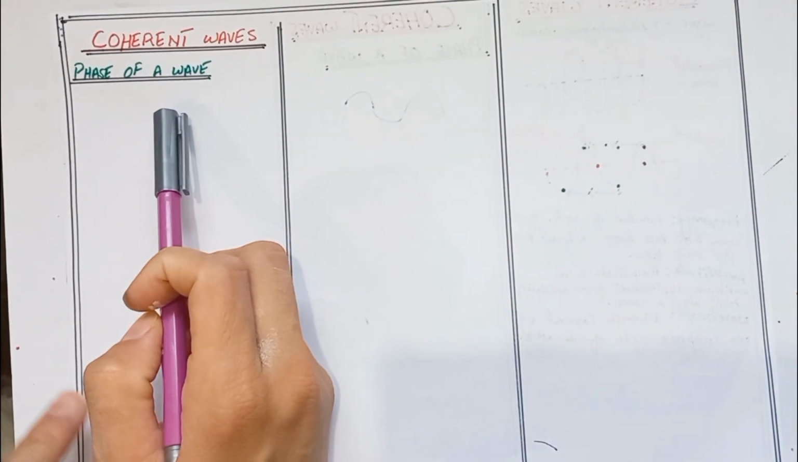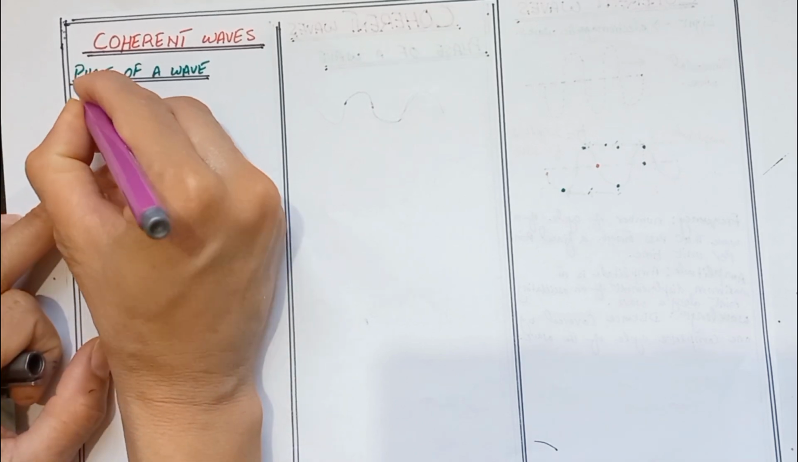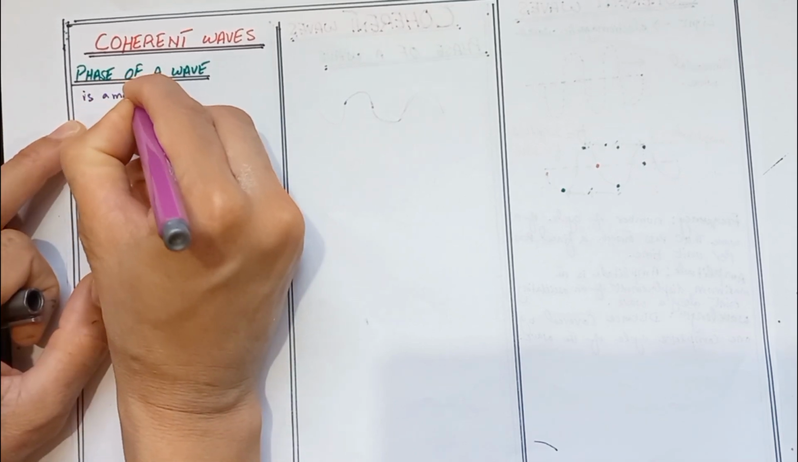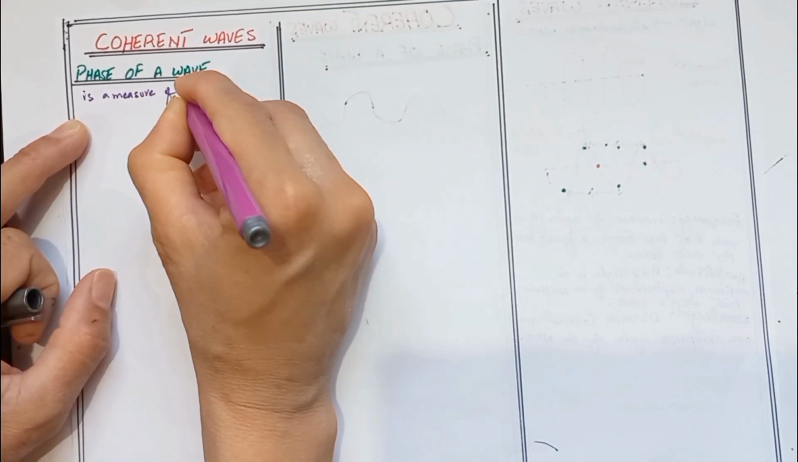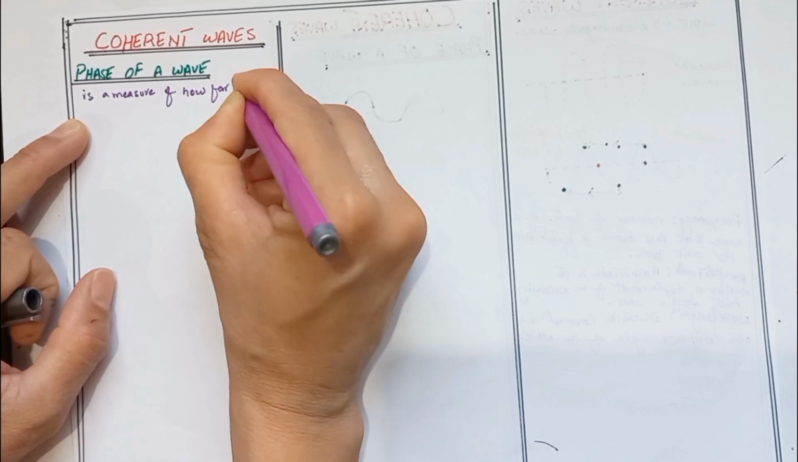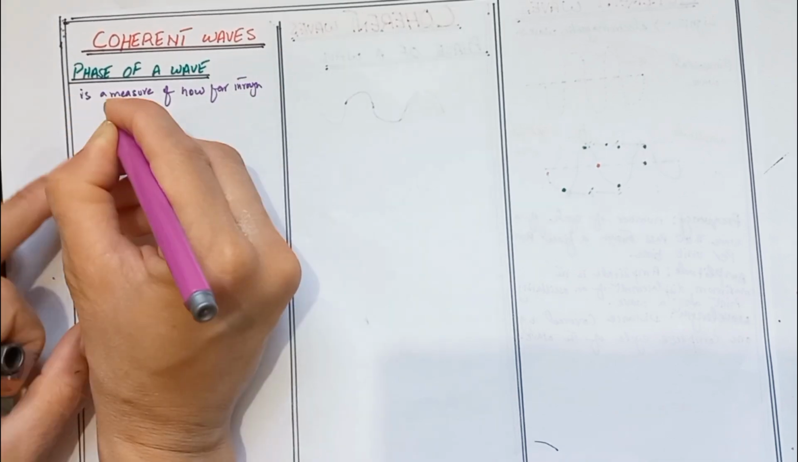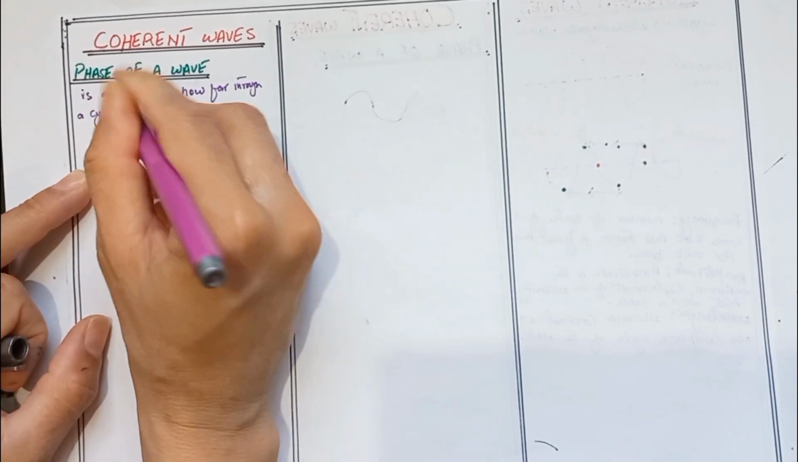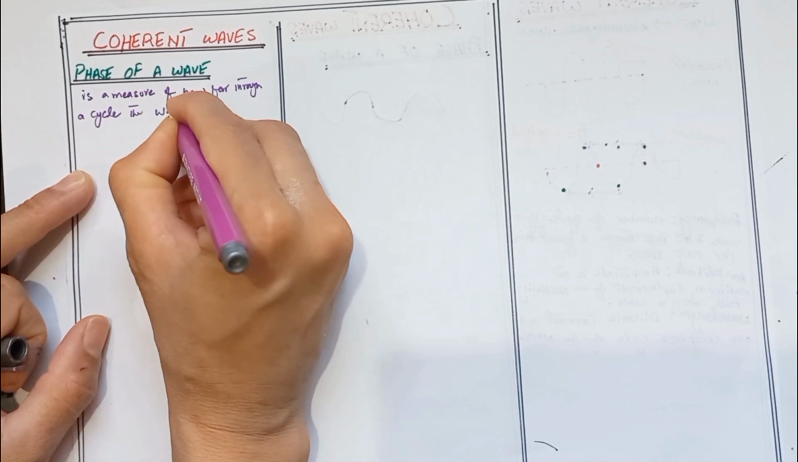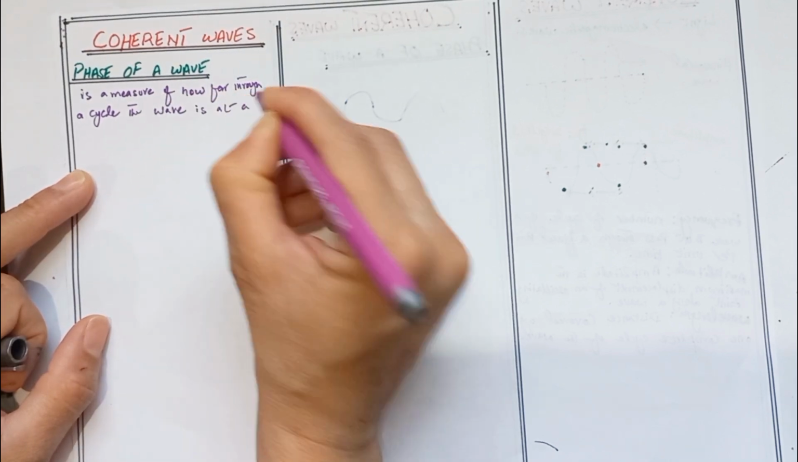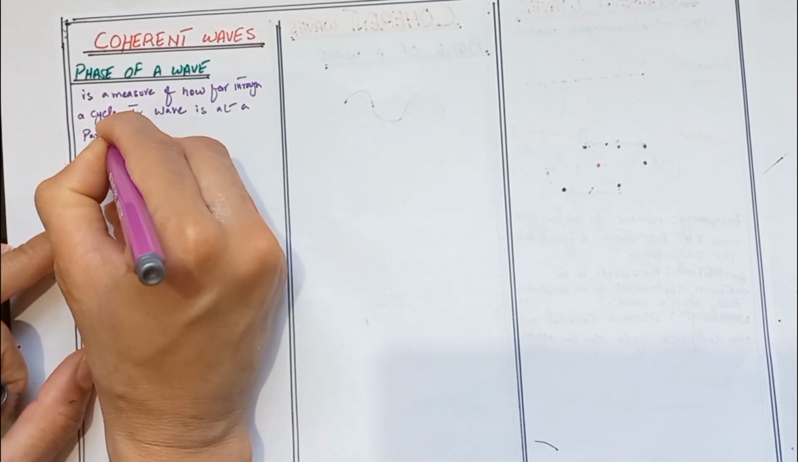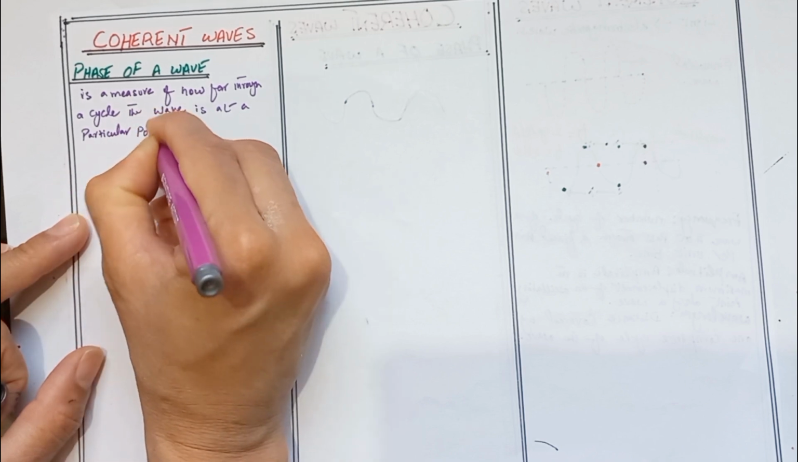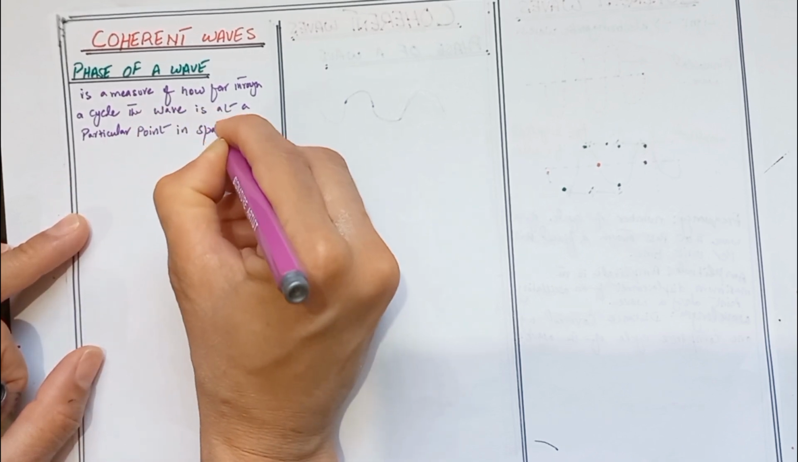In coherent waves, we discuss the phase of a wave. What is the phase of a wave? Phase of a wave is a measure of how far through a cycle the wave is at a particular point in space.